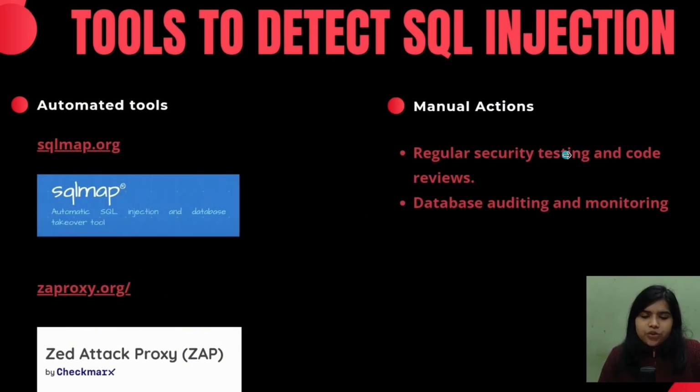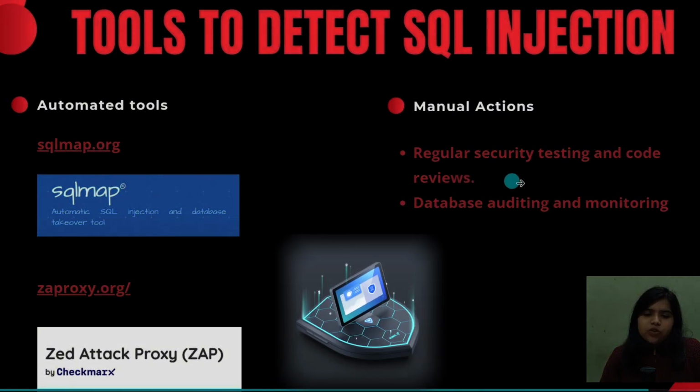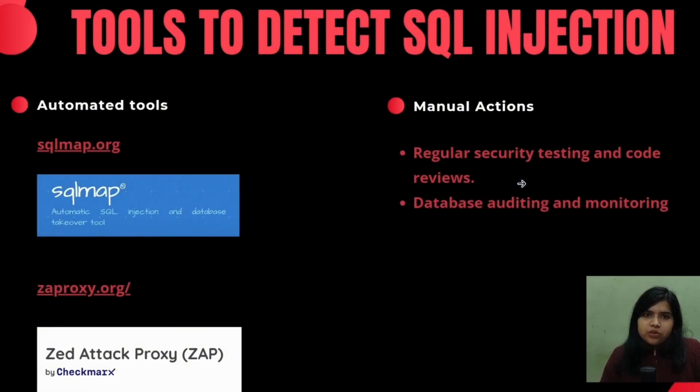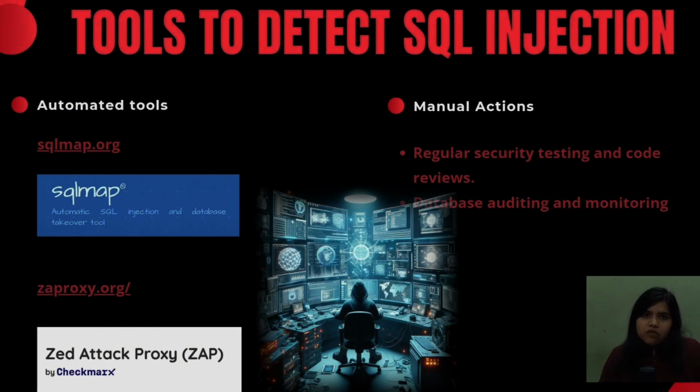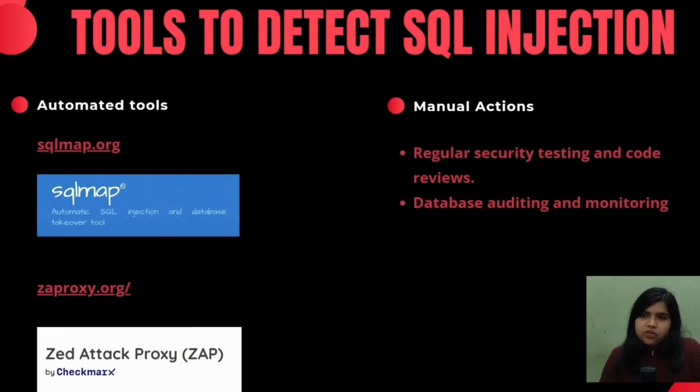The other thing that you can use is manual actions. You can do regular security testing and code reviews. You can regularly check your code base and your database queries, and you can monitor what queries are being performed on your database and check if there is something unusual happening.